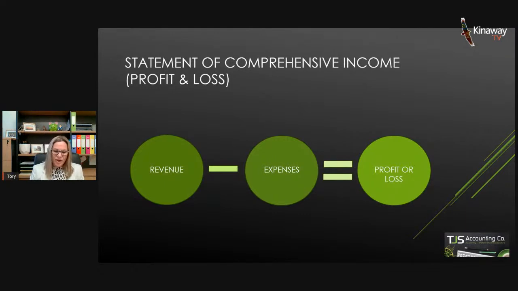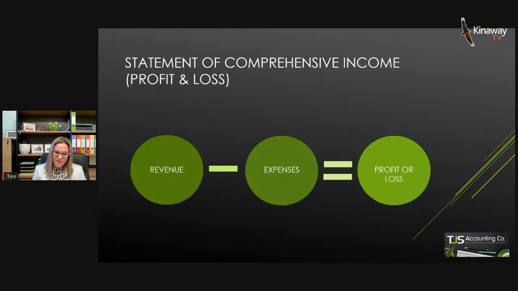So the statement of comprehensive income, profit and loss statement, reports the organisation's financial performance over an identified reporting period. Obviously, the reporting period is most commonly 1st of July to the 30th of June. The profit and loss covers the income in the financial year, so the revenue, and expenses incurred during that period, which is subtracted from the revenue earned during the same period, and that determines the profit or loss generated.